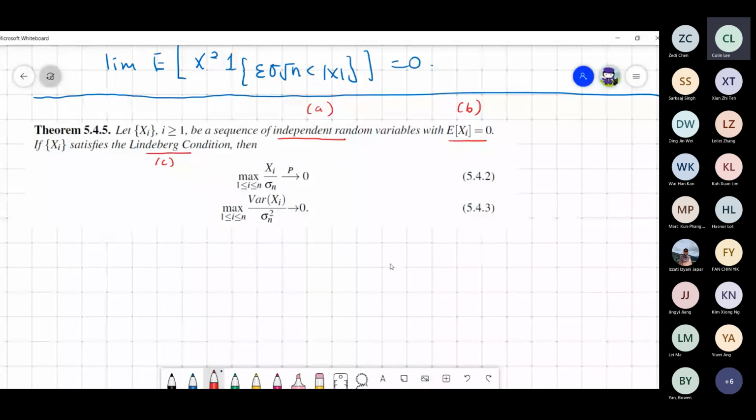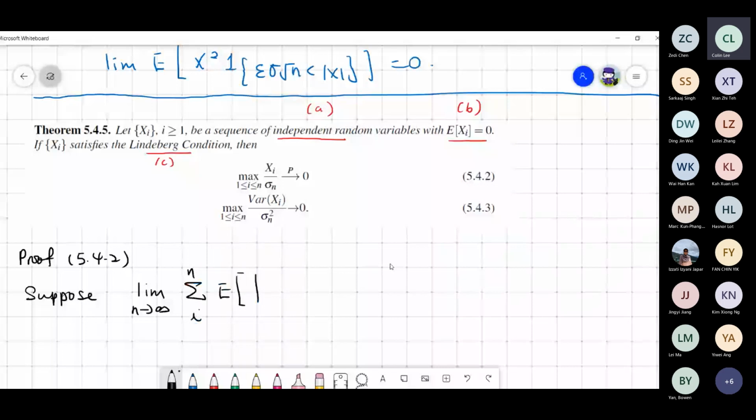Let's look at the first one. Again, we suppose the Lindeberg condition is satisfied. We assume that the limit as n goes to infinity of the sum over i of E of this, x_i over sigma_n squared, is always equal to 0. So we want to show that this one converges to 0 in probability.